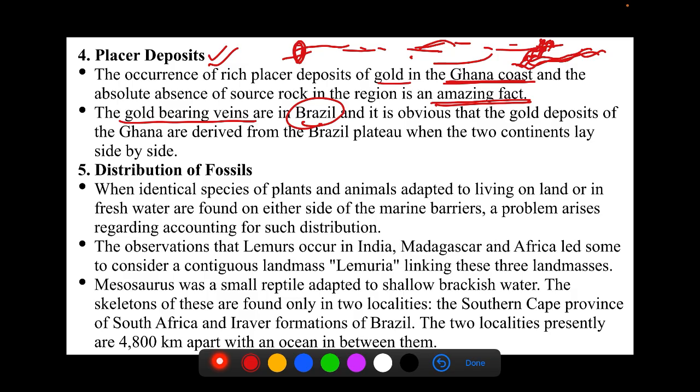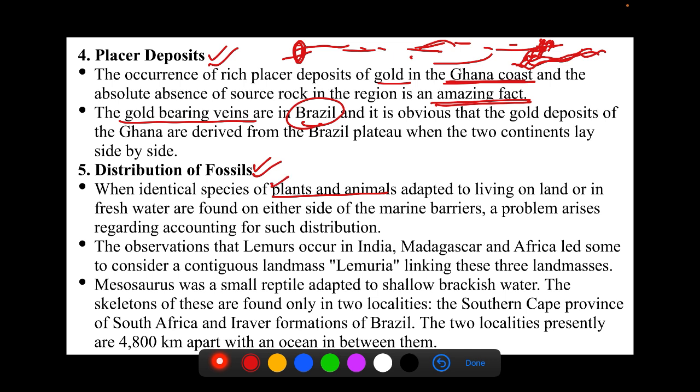And the last evidence that he gives is the distribution of fossils, right? For example, in Pakistan and in India we can find certain types of similar animals, but the animals that we find here are not similar to those of Australia. In Australia we find kangaroos, we do not find kangaroos here. So that is how the fossils of plants and animals also tell us the history of that continent. When identical species of plants and animals adapted to living on land or in fresh water were found on either side of a marine barrier, a problem arises in accounting for such distribution.